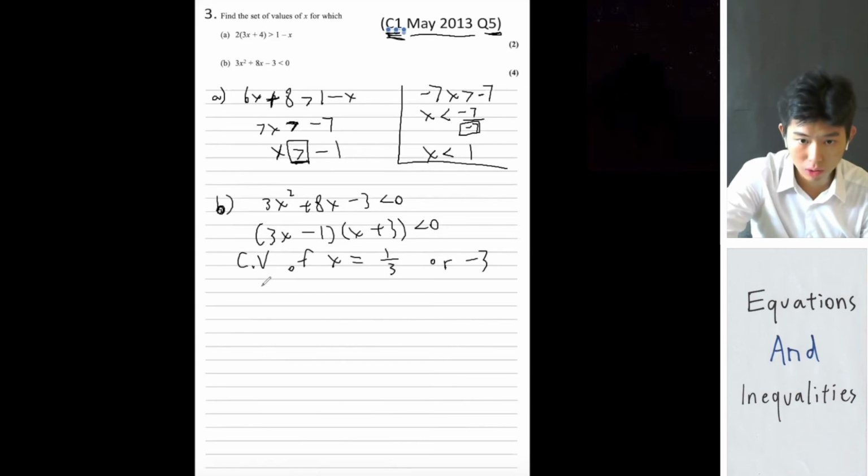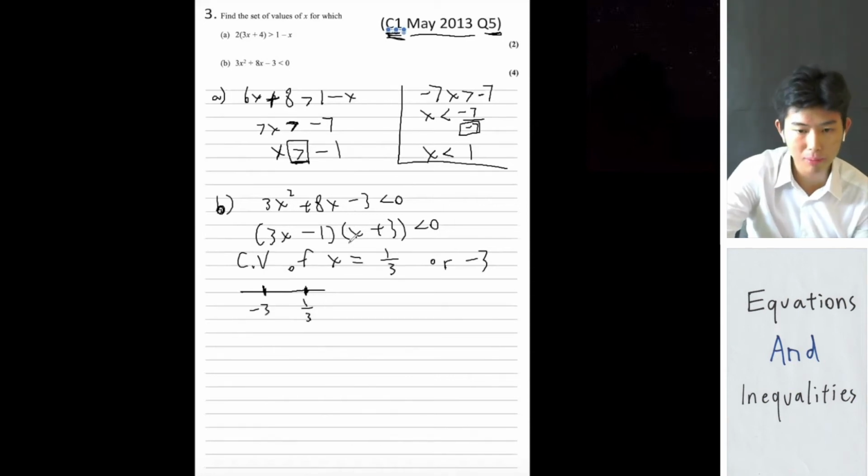So I'm going to draw a line, okay? The smaller number will be on the left and the greater number on the right. So minus 3 and 1/3. Next, I have to find the correct sign in the gap between the dots. Let's substitute any number between minus 3 and 1/3, let's say 0. If I put 0 into this expression, I will get a negative value because 3 times 0 is 0, plus 8 times 0 is also 0. So 0 plus 0 minus 3 is minus 3, which is a negative sign.